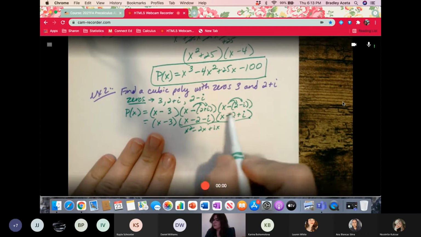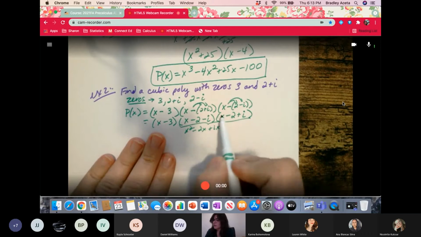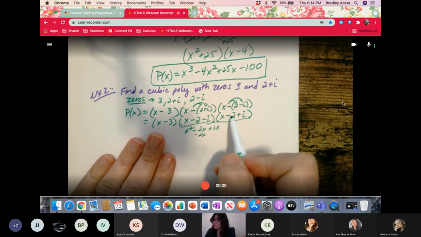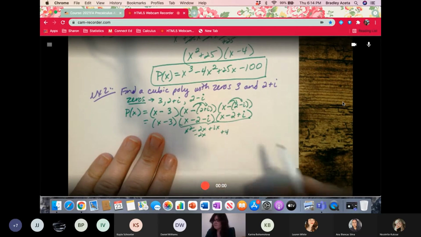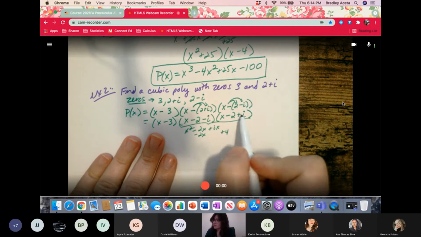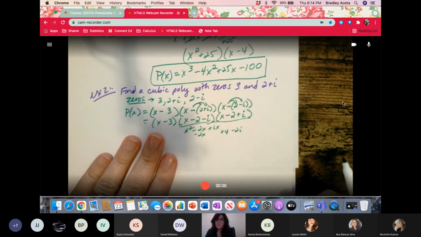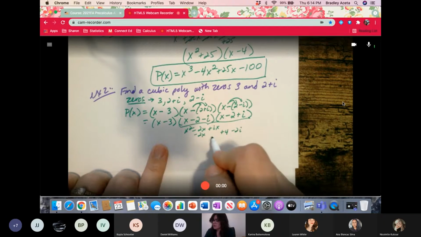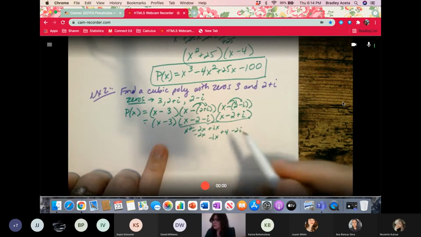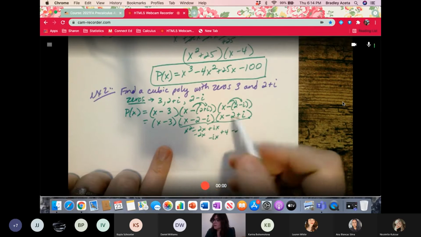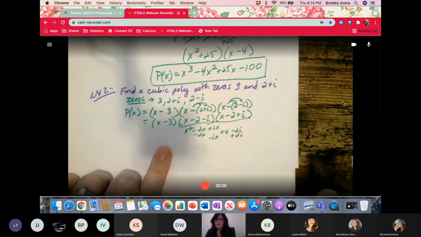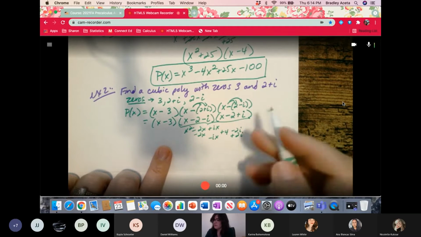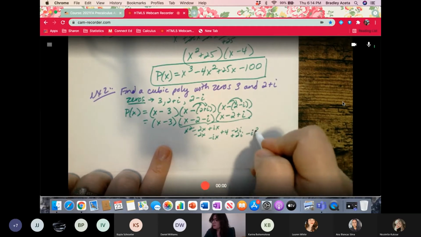Now I'm going to do the -2 and I'm going to distribute it to all three of these things. -2 times x, -2x. I'm going to put it under here. -2 times -2 is +4. And then -2 times i is -2i. And now I'm going to do the negative i. Negative i times x, negative ix, look at that, they're going to go away. Negative i times a negative 2 is positive 2i. Negative i times a positive i, be careful, negative i times positive i is negative i squared.